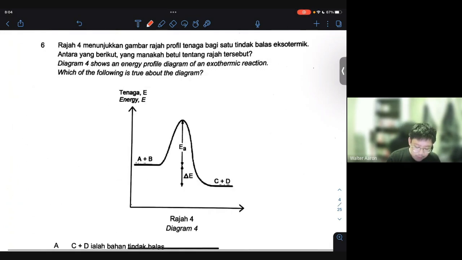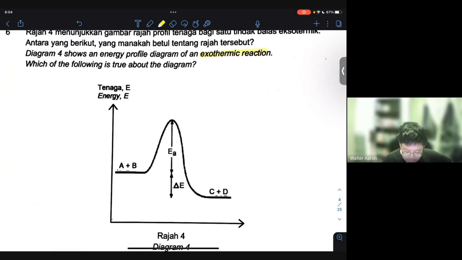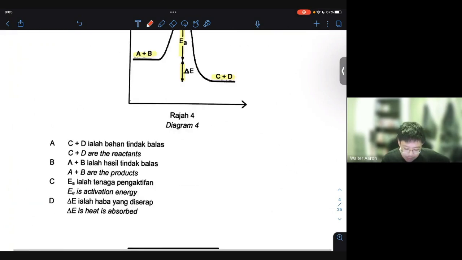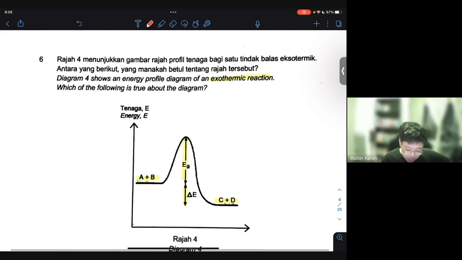For number 6, diagram 4 shows an energy profile diagram of an exothermic reaction. Which of the following is true about the diagram? In this case, you can see AB represents the reactants, CD represents the products, EA is the activation energy, and delta E is technically the delta H, which is the heat of the reaction. So let's take a look and see which one is true about the diagram.